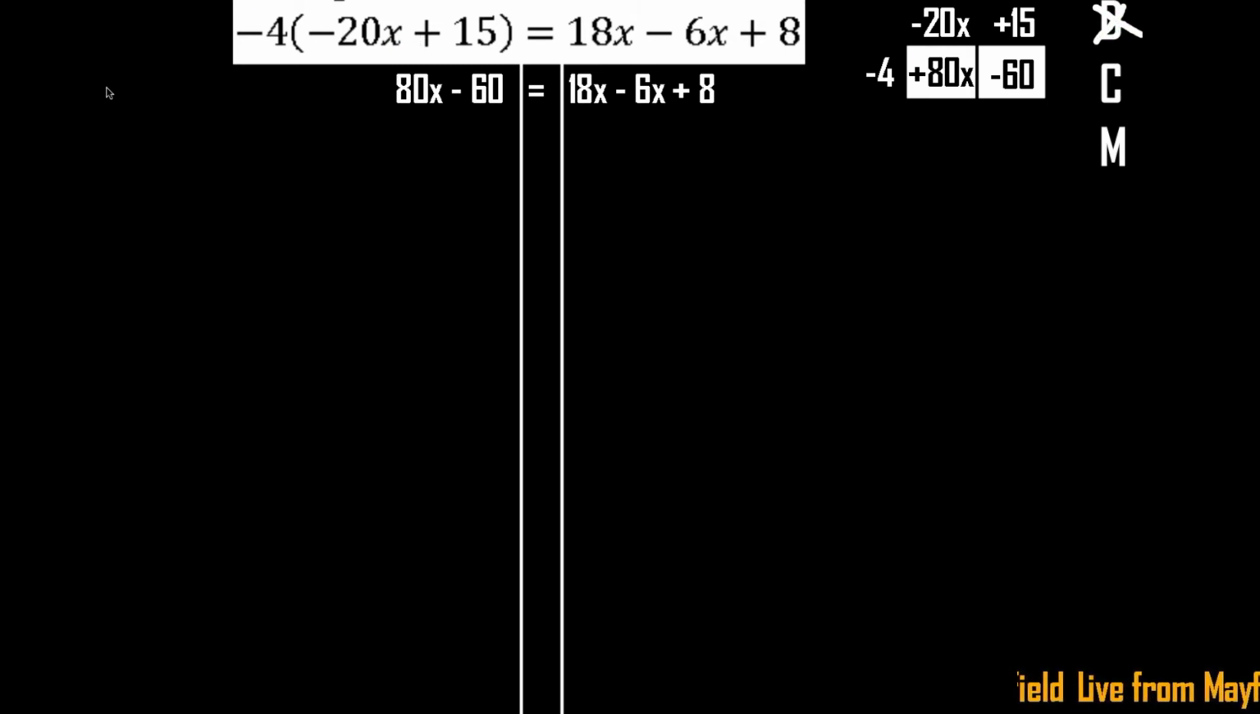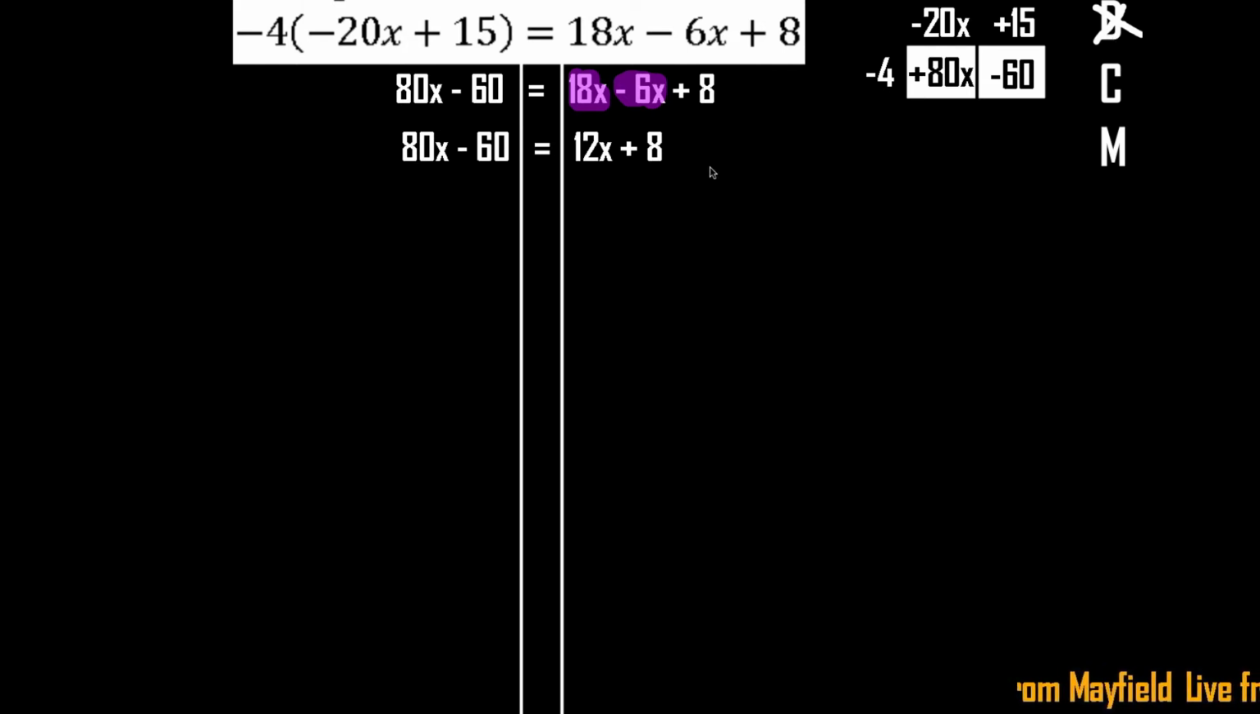Let's now combine our like terms. So let's combine, again, our variable terms. Let's make sure we can work on one side first. So we have a positive 18x and a positive 6x. We can combine those two together, and we end up with 12x. Everything else stays the same.